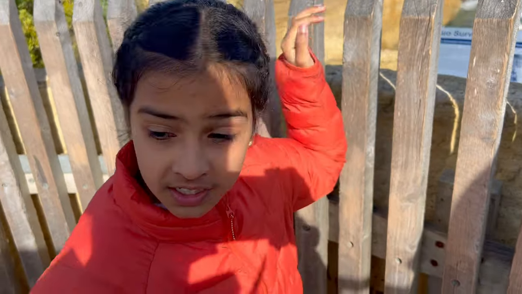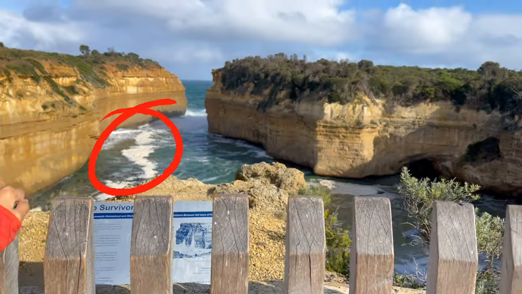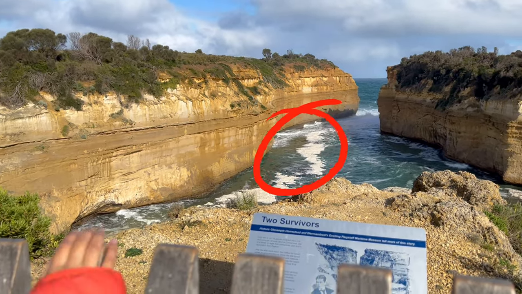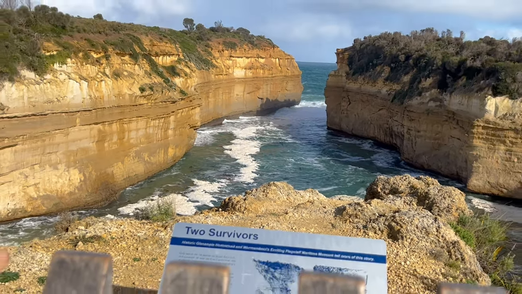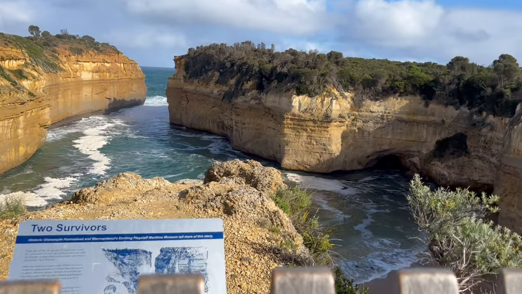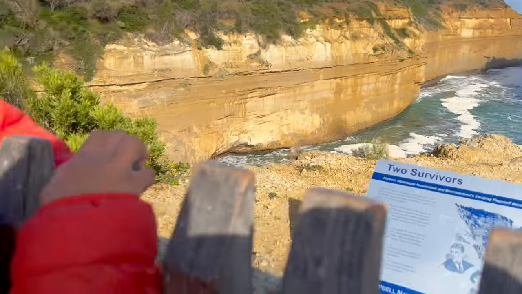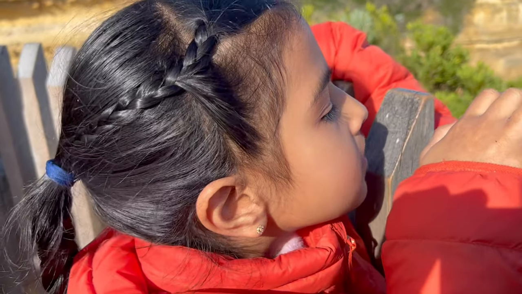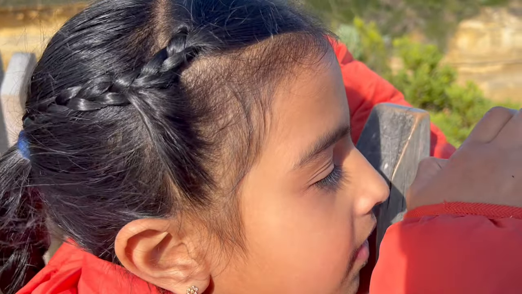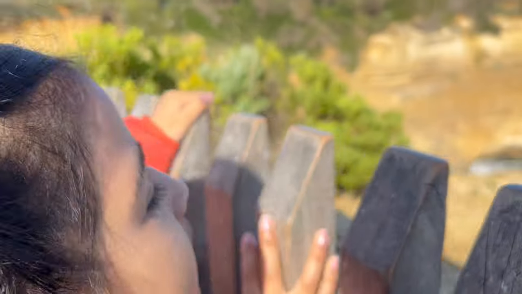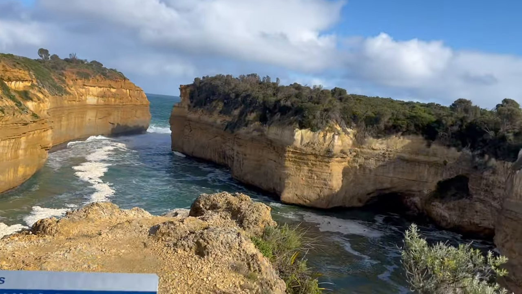Guys, look, as you can see, they are actually strong currents. Strong waves. Reet, which one's Locke and which one's George? That was Locke and George. This is Locke and this is George? Okay.